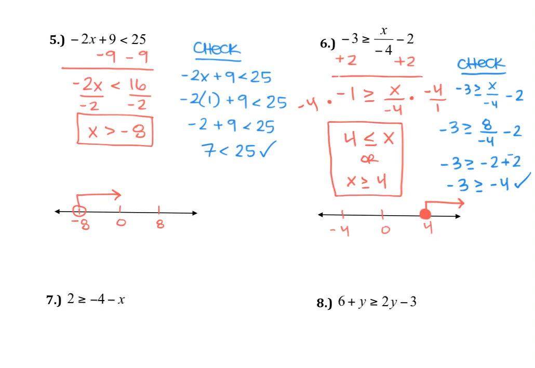And again, 6 is a good example of where you could pick 4, but if you pick something bigger than 4, it helps you better check your answer, because if you had forgot to flip your inequality sign when you multiplied by a negative, your check step would have checked that better for you.